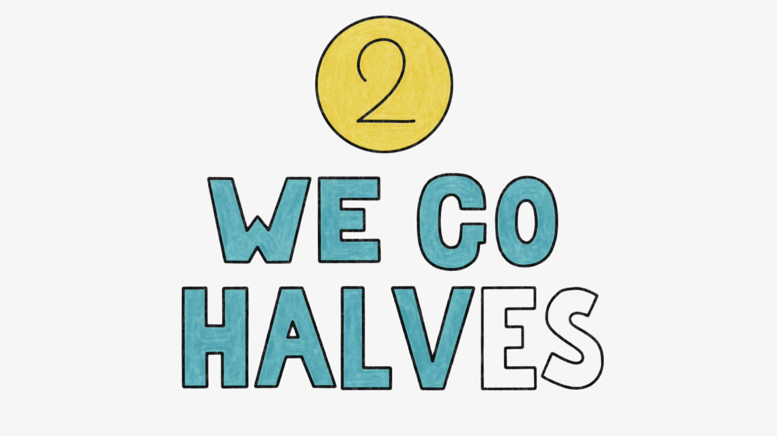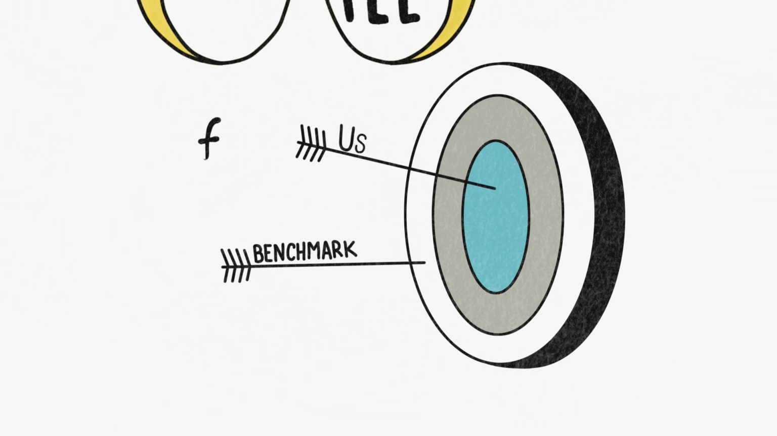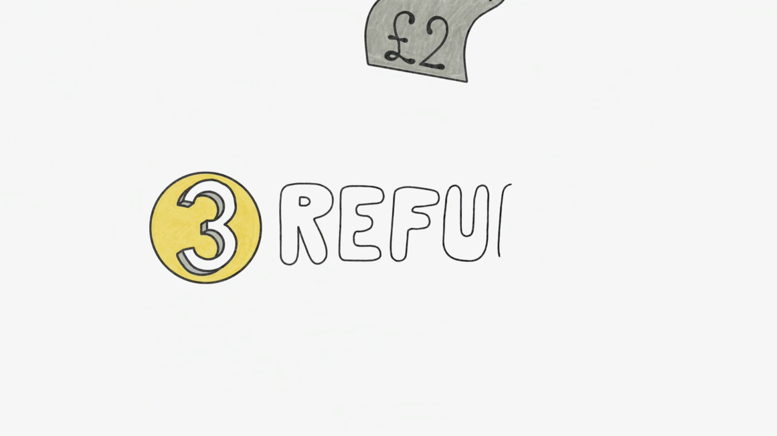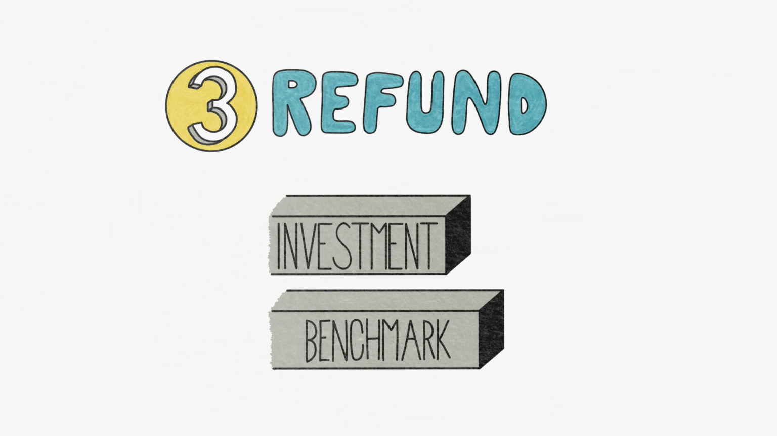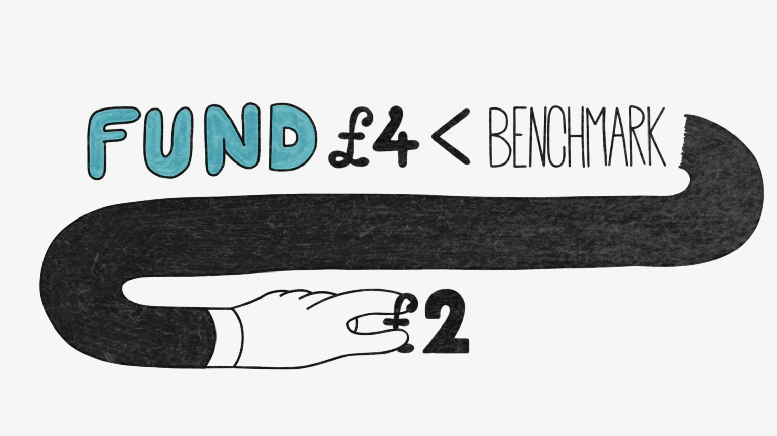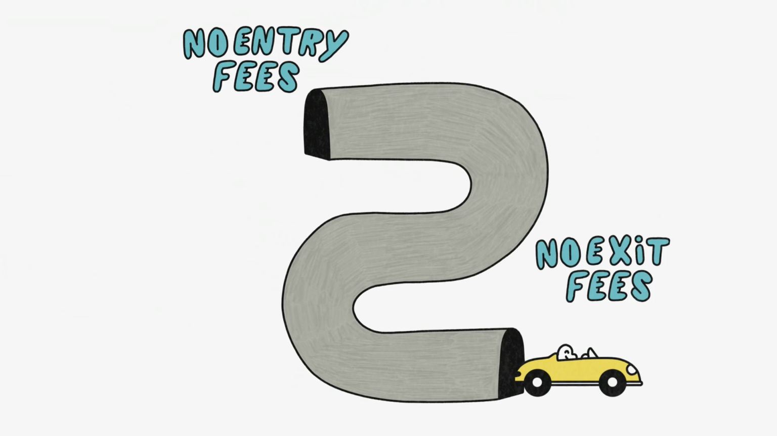2. We go halves. Our fee is half of any market-beating returns we produce. So if we beat the benchmark by £4, we charge £2. 3. We offer a refund. If we don't beat the benchmark, we refund half the difference. So if the fund makes £4 less than the benchmark, a £2 refund is due. 4. No barriers. There are no entry or exit fees.